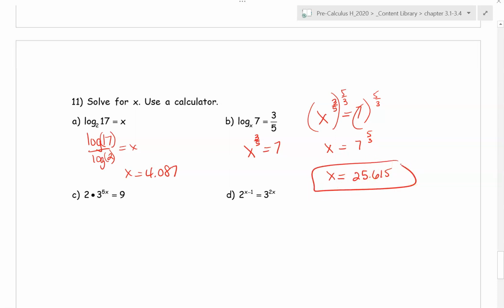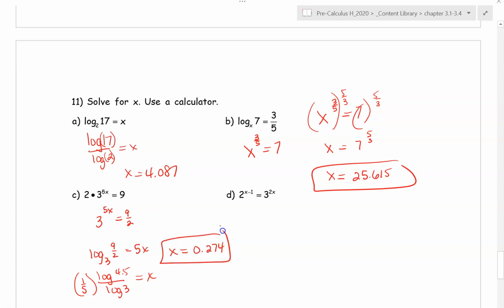Go ahead and pause the video and try part C. You can divide by 2 and then change this to log form. So we would have log of 4.5 divided by log 3, and then I would go ahead and divide that by 5 or multiply by 1/5 to find x. Type it into your calculator. You should get 0.274.